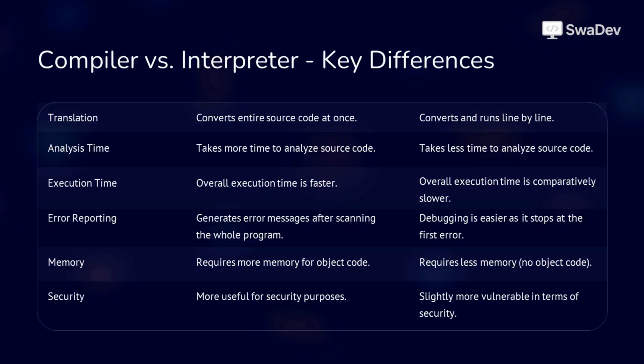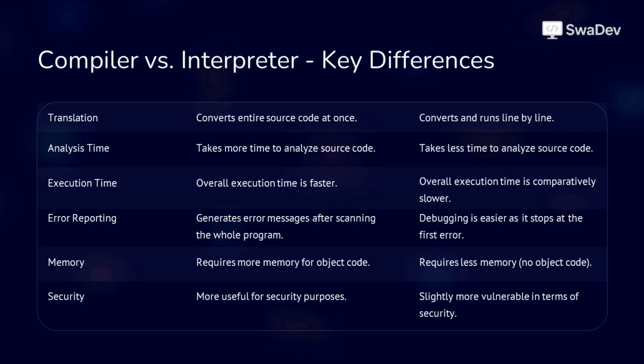There are key differences between a compiler and an interpreter. In translation, a compiler converts the entire source code at once, while an interpreter converts and runs line by line. Analysis time: a compiler takes more time to analyze source code, but an interpreter takes less time. Execution time: a compiler's overall execution time is faster, but an interpreter's overall execution time is comparatively slower. In error reporting, a compiler generates error messages after scanning the whole program, but with an interpreter debugging is easier as it stops at the first error.